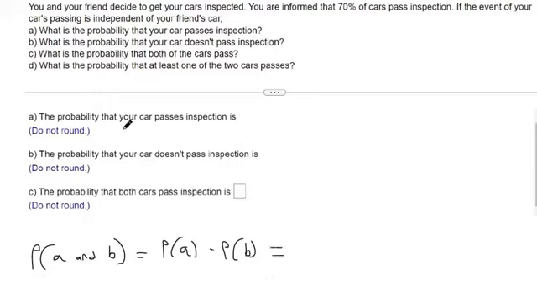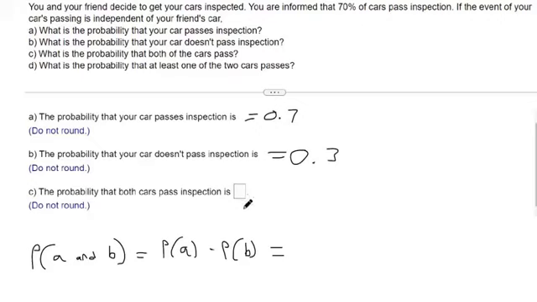So the probability that your car passes inspection, that's just 0.7. It just says 70% of cars pass inspection. So for one particular car, for our car, it's a 70% chance. The probability that your car doesn't pass inspection, that's 0.3. And the reasoning for that is because if there's a 70% chance that you pass, there's only one other possibility. You don't pass. There's a 30% chance that you don't pass.